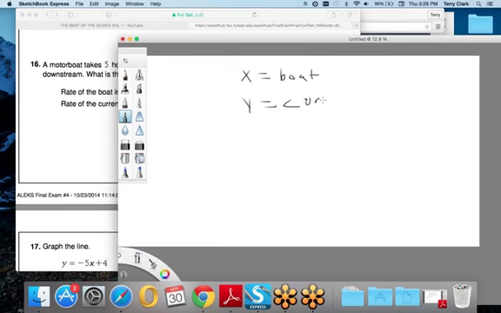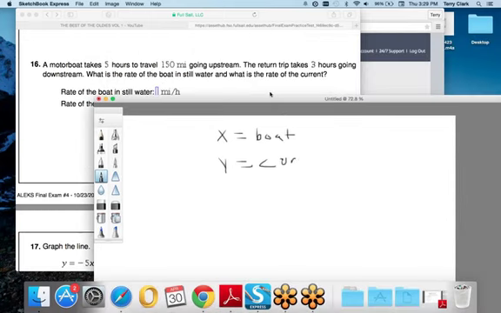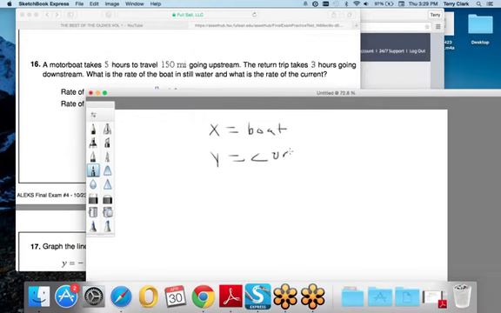Okay, now this is going to be a DTR problem. So it's going to be the distance, and I'm going to put the formula back up here in a second. It's going to be the distance equals the time times rate.